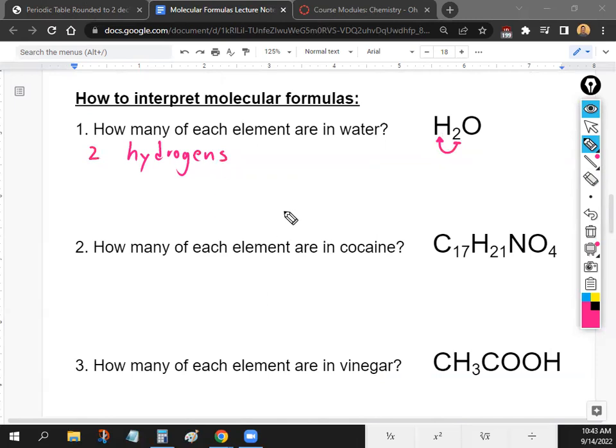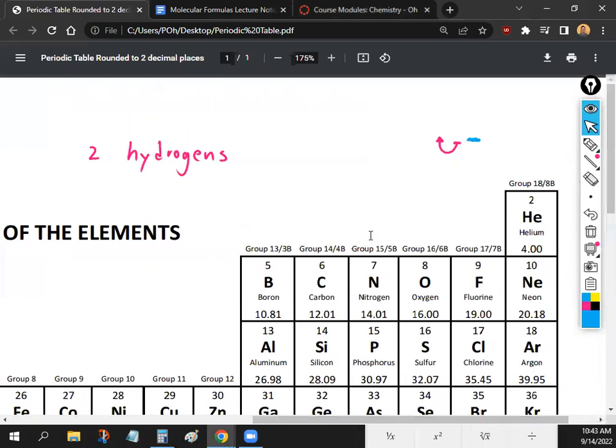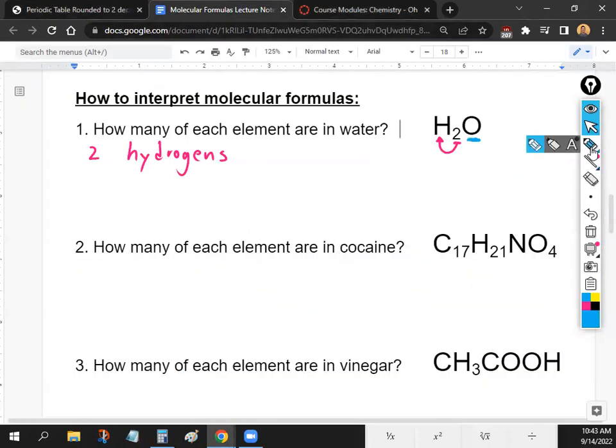So just keep that in mind. Whatever number is behind it applies to the element in front, okay? All right, let's look at the next element. So which element is O? Yeah, oxygen. You look on the periodic table for O, capital O is oxygen. So we're just going to write down oxygen.